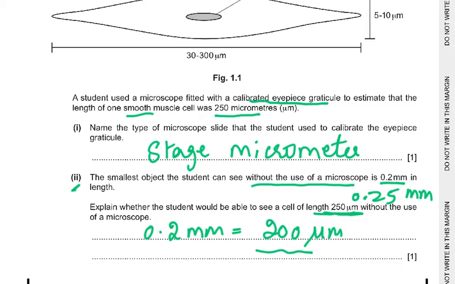You see, they've said in the question that the student can see without the use of a microscope something which is 0.2 millimeter. 0.2 millimeter is 200 micrometer, but this is 250, so it's bigger than that. So yes, of course they'll be able to see it. Like for instance, if you can see something which is 200 micrometer without a microscope, then something bigger than that, of course you can see it.